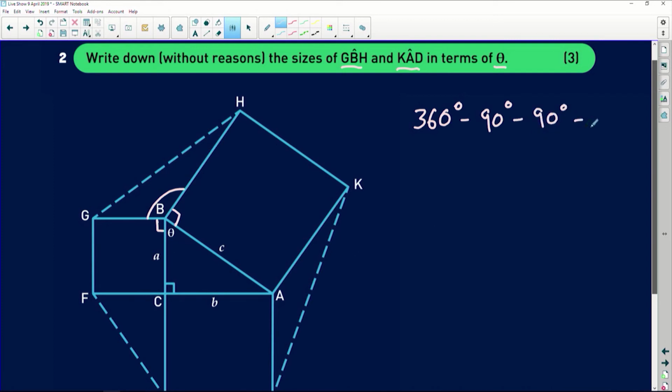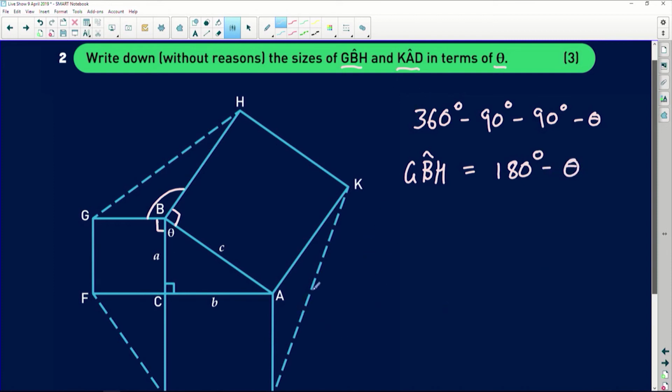And we can also subtract theta. That leaves us with the leftover angle GBH. So we're going to have that GBH is going to be equal to 360 minus 180 minus theta. So that's going to be left with 180 degrees minus theta.